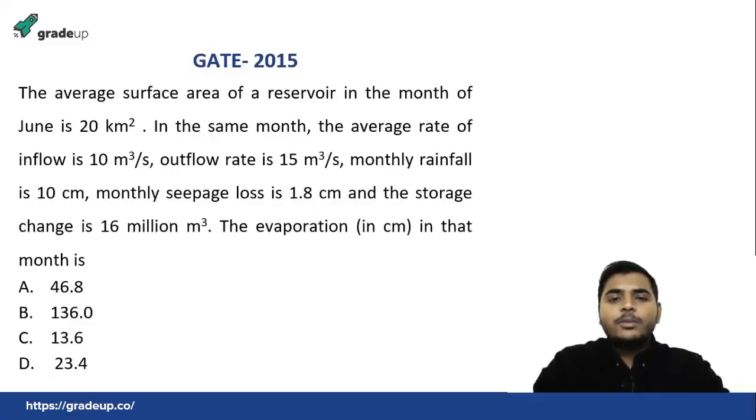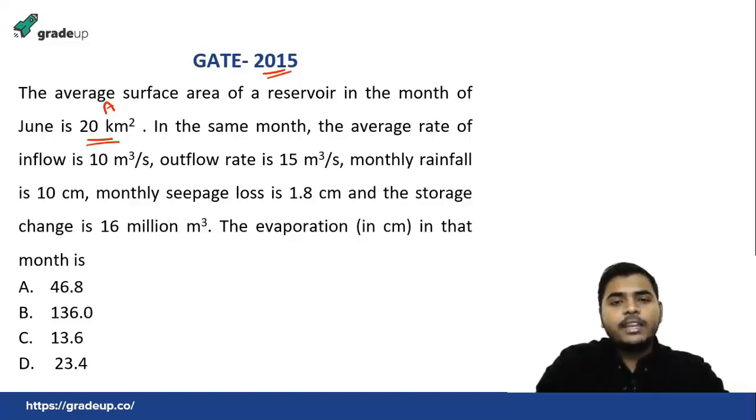So let's take some numericals from previous year GATE. This question was asked in the year 2015. Let's read this. The average surface area of a reservoir in the month of June is 20 km². So area is given as 20 km². In the same month, the average rate of inflow is 10 m³ per second. So here the rate of inflow is given in volume, that is 10 m³ per second.